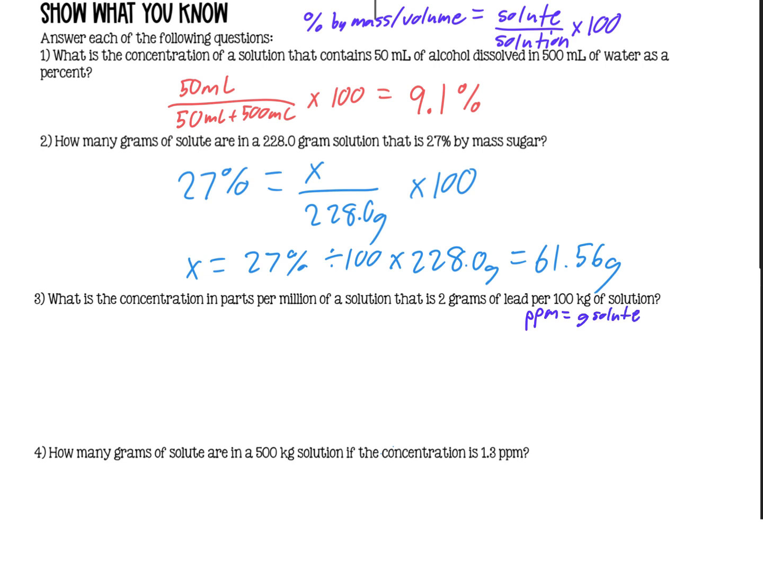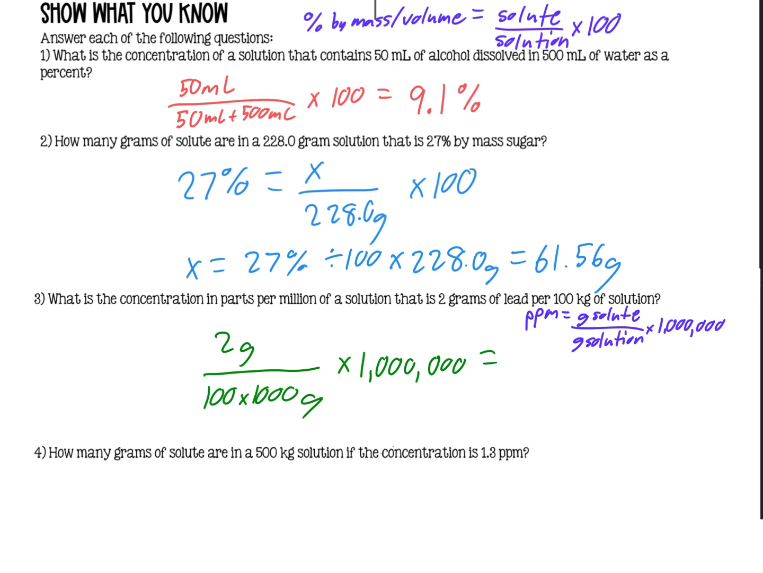For number 3, consider what is the concentration in parts per million of a solution that is 2 grams of lead per 100 kilograms of solution. To find parts per million, we're going to take the grams of solute, 2 grams, divide it by the grams of solution. In this case, we have 100 kilograms, or 100 times 1,000 grams, because there's 1,000 grams in a kilogram, and then times 1 million to make it parts per million. Now, let's type this in the calculator and we will get a total concentration of 20 parts per million.